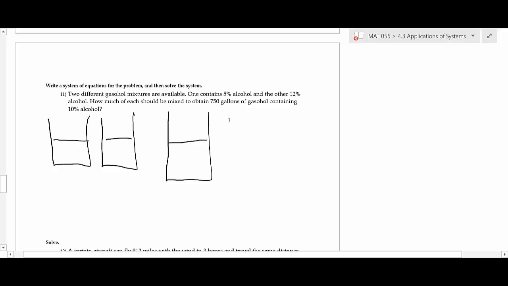And what you're looking at is the amount goes up there, and then I have you put the percentage in the bottom like that. Now you got to read this carefully, and you got to know where everything goes. Okay, so it says you got two different gasohol mixtures. One contains 5% alcohol, the other one's 12% alcohol. Now the key word on this problem is obtain. That's what you're trying to get. See, in this diagram, these are the two things you're mixing. This is what you're going to obtain.